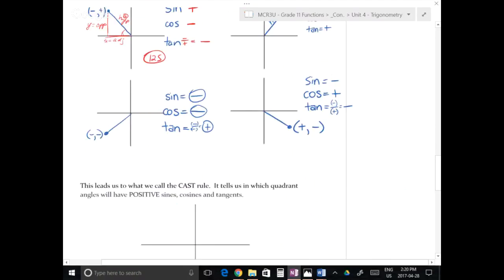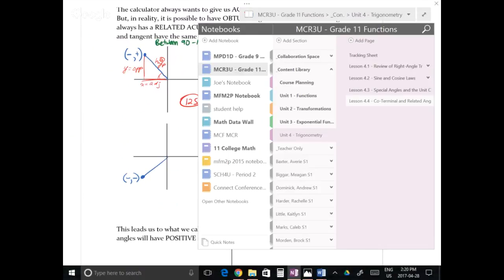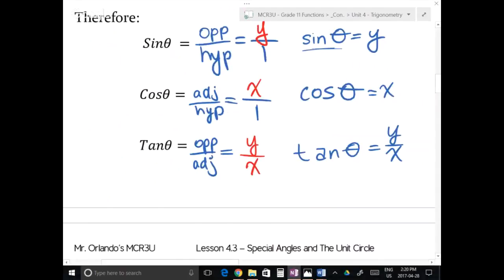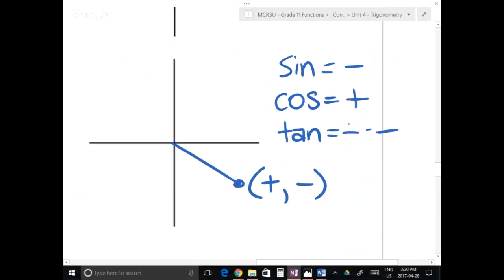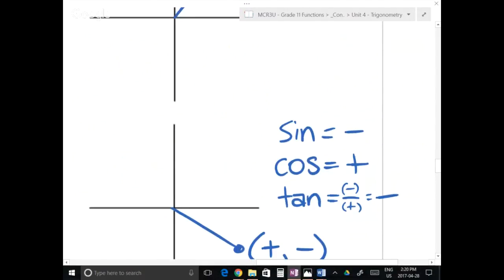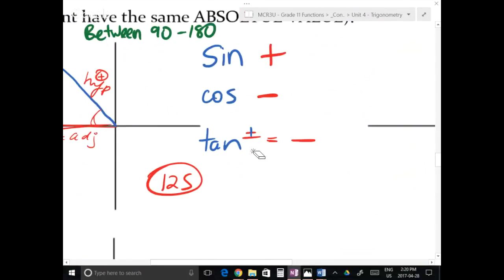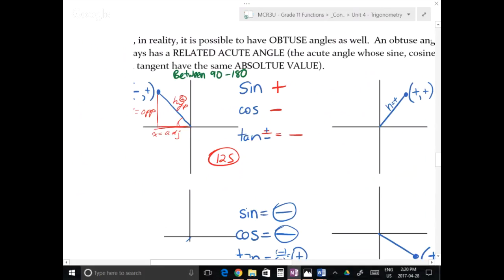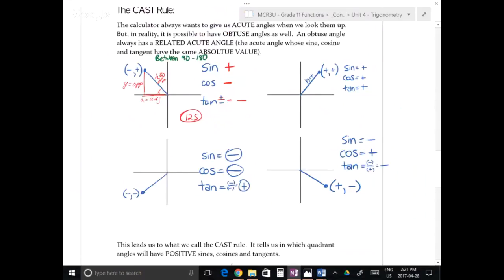No, it's positive. Is it positive over negative? Did I screw it up? Let's see. It's y over x. So I was right the second time, and thus wrong the first time, which should surprise nobody. So this one here should actually be positive divided by negative. Whoops. Okay.